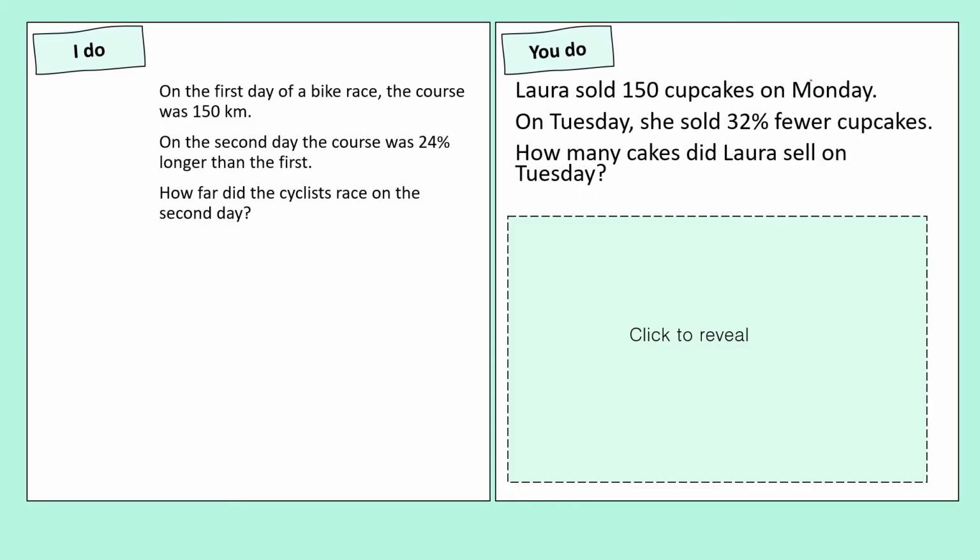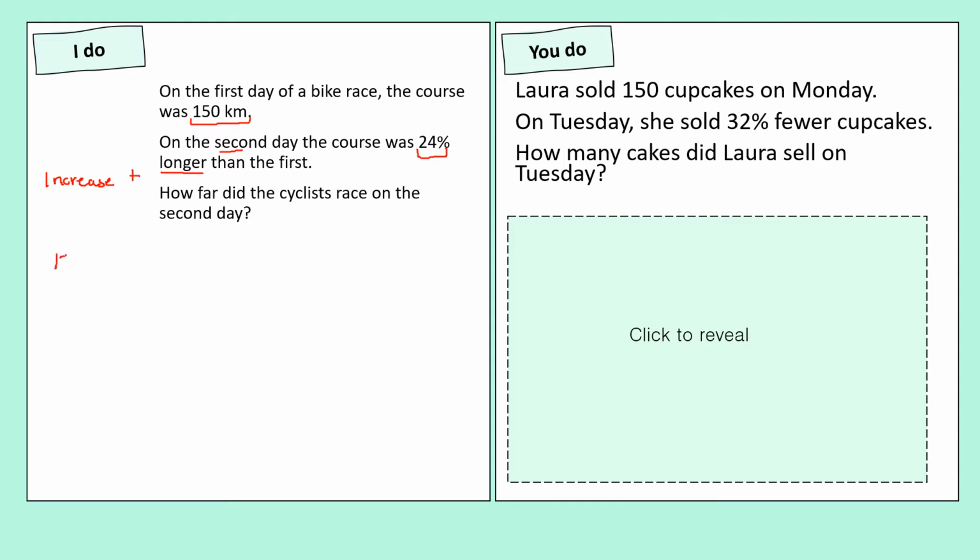Let's have a look at this one. So on the first day of a bike race, the course was 150 kilometers. On the second day, the course was 24% longer than the first. How far did the cyclists race on the second day? So here it tells us it's originally 150 kilometers. On the second day, the course is 24% longer. Longer meaning it's a plus because it's an increase. How far did the cyclist race on the second day?